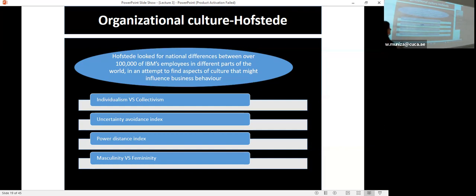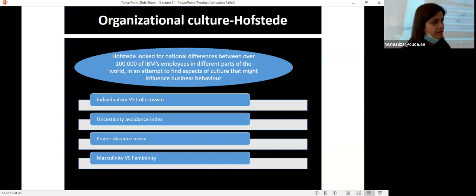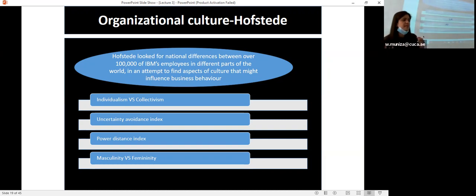Then the power distance index, also known as the PD index. Students, when, for example, a high power distance index is there, it means that the power is very much focused in the organization.